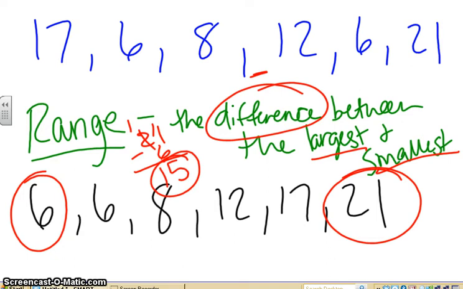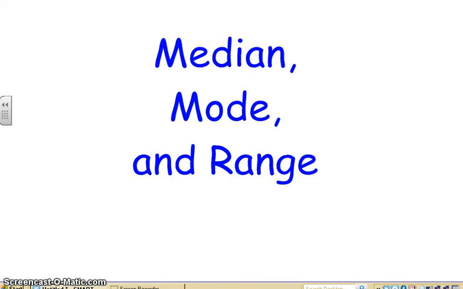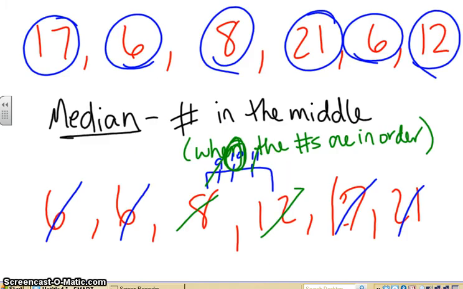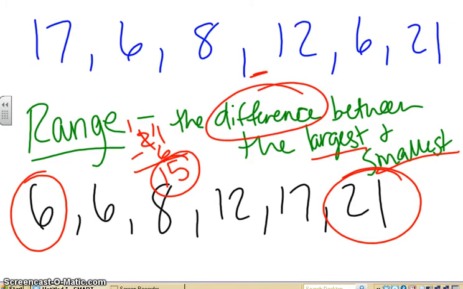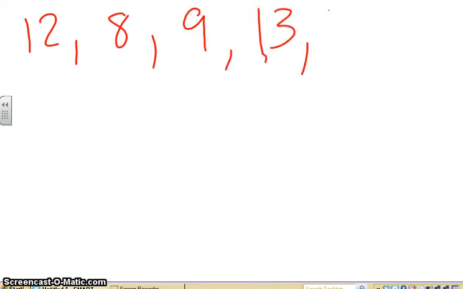So let's go over the median, mode, and range again, because we have those 3 things that we're going to be finding. The median is the number in the middle after we've put them in order. Always in order. The mode is the number that shows up the most in our list, and the range is the difference between the largest and the smallest. So I'm going to give a new list of numbers, and we're going to find the median, mode, and range of all of these numbers real quick.